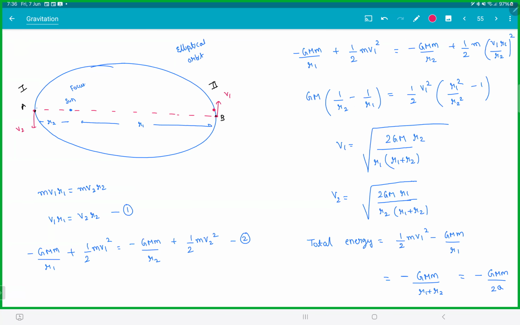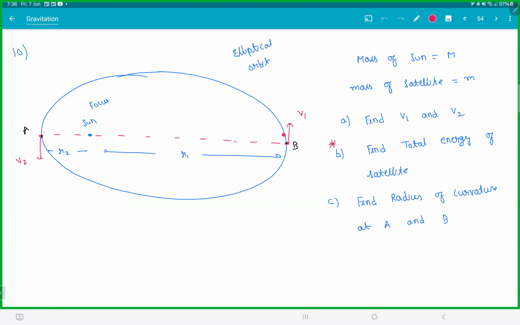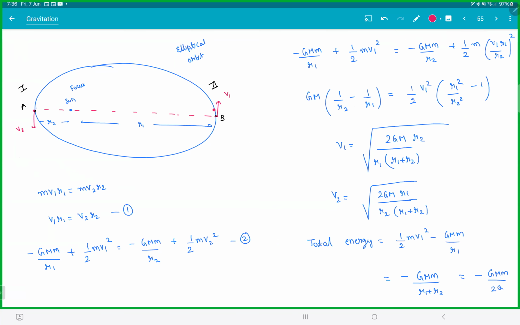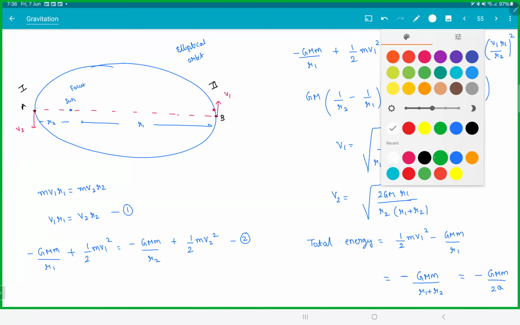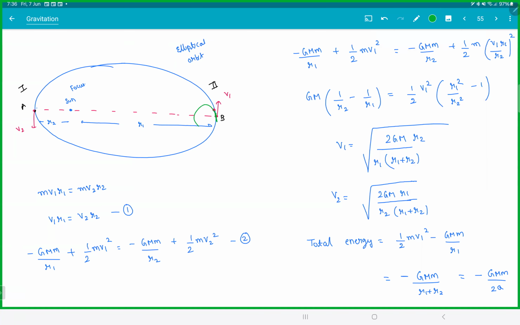Please have a look at this page. Clear? The question is still not over. We have to find the radius of curvature at A and B. How will you find that? Most people make this mistake. They think R1 and R2 are the radius of curvature. Radius of curvature is something else. It is at this path. If you draw a circle, this is the radius of curvature. Radius of curvature depends on the trajectory. It has nothing to do with the sun or R1 and R2.